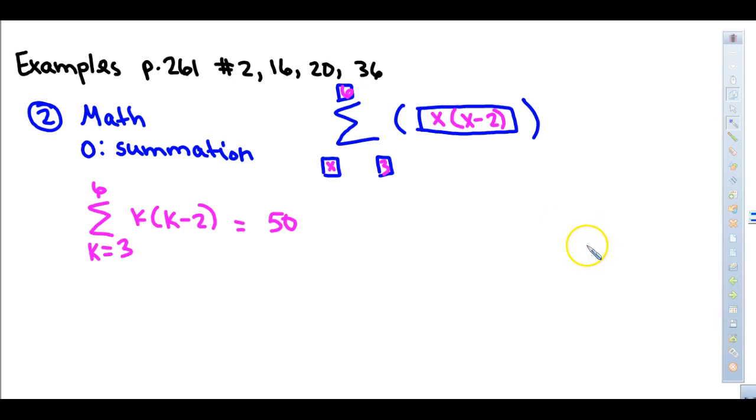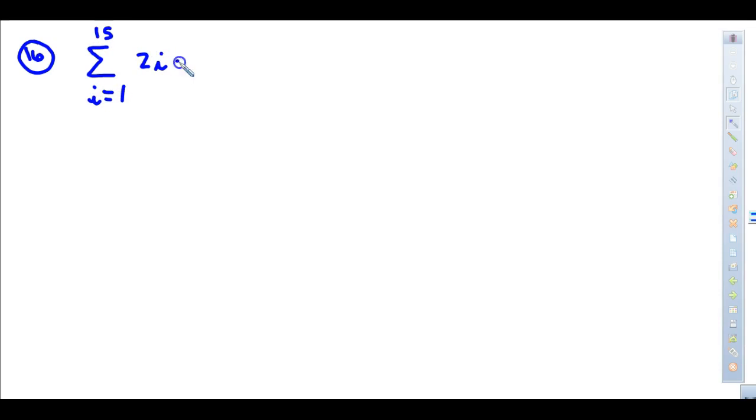All right, let's look at number 16, just to go through those formulas with you a little bit more. Number 16 says to use your properties and your formulas for summation to simplify this expression: the summation as i goes from 1 to 15 of 2i minus 3. Notice with all your properties and your formulas that i has to start at 1.